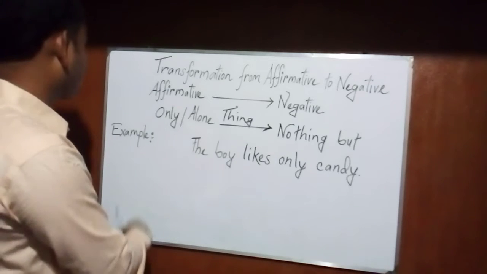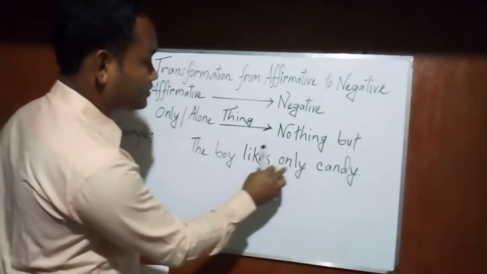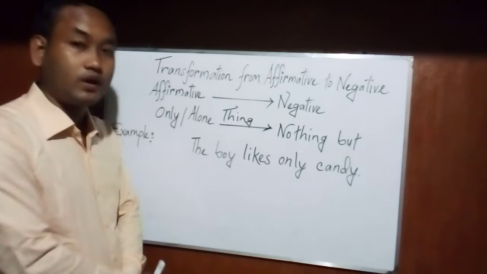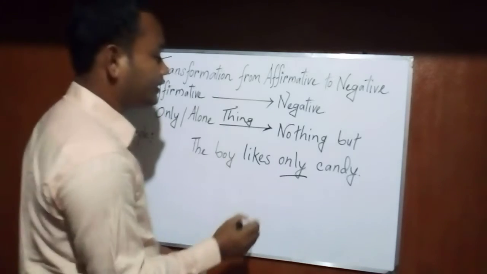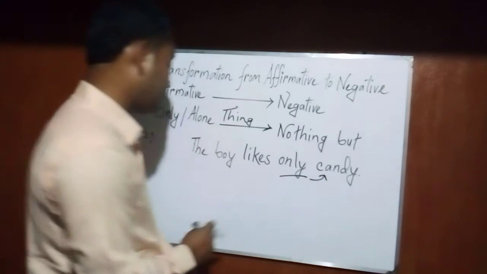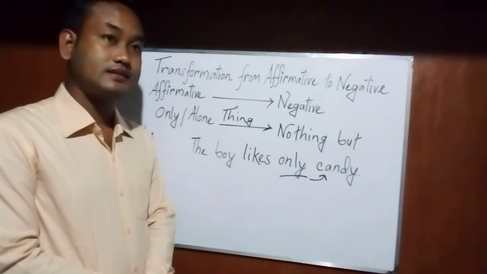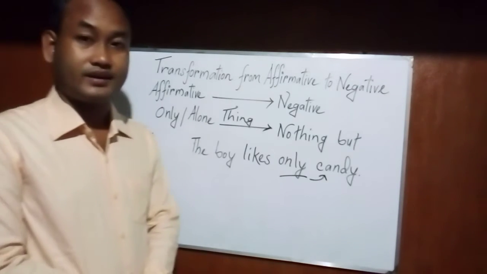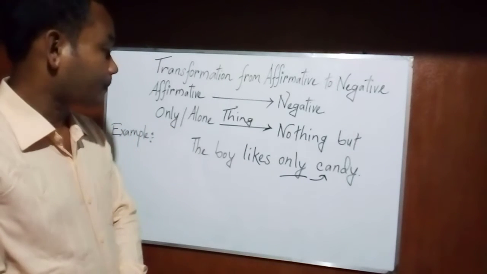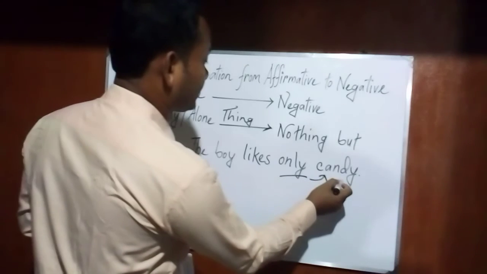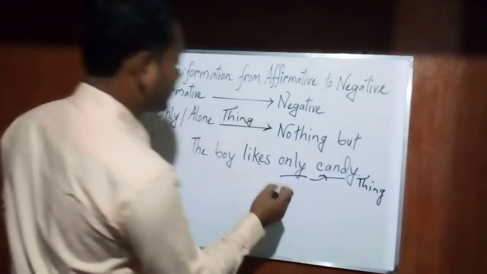We can see an example. The boy likes only candy. This only indicates candy. Candy means what a baby likes, milk candy, a kind of sweetmeat. So it is a thing.